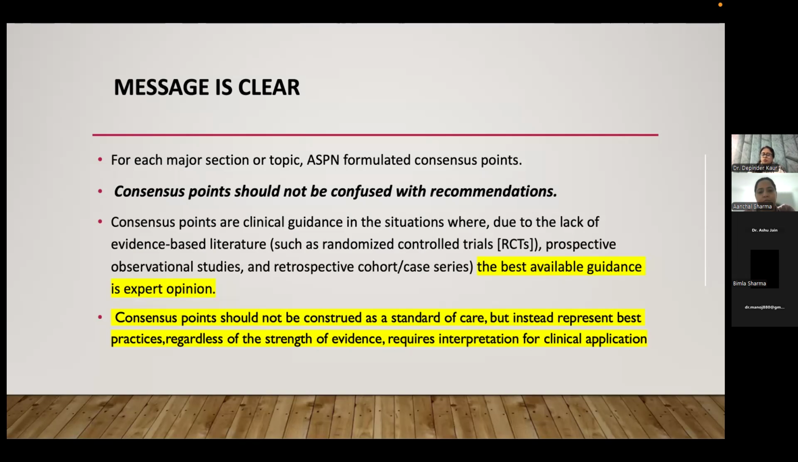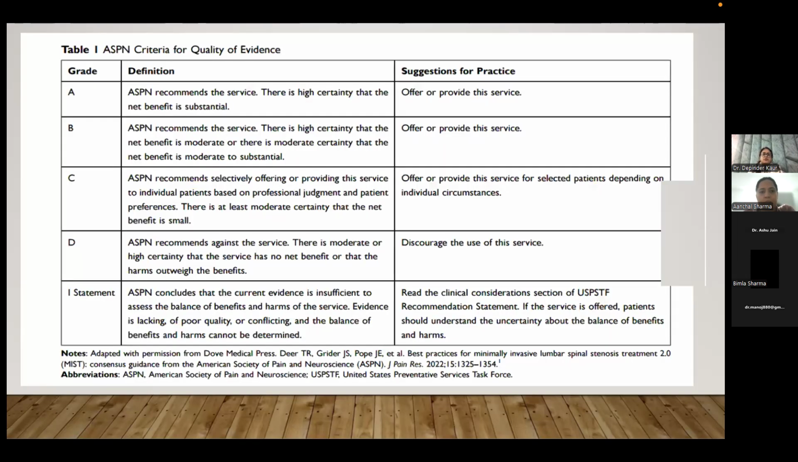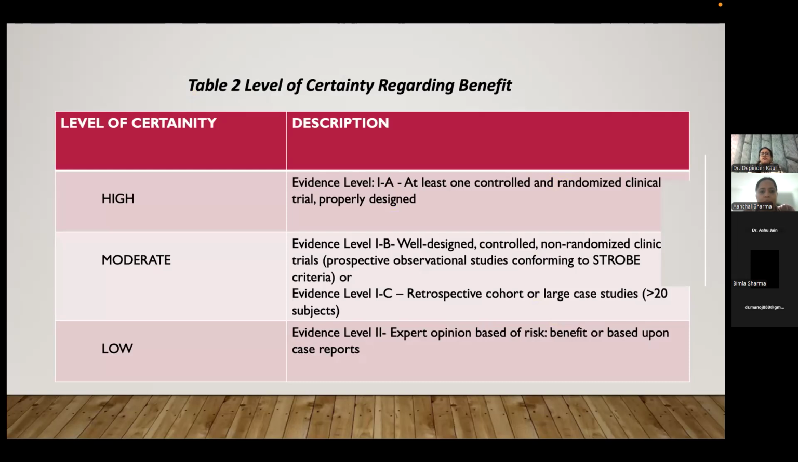So let's go through all these best practice statements. These are a few slides about the quality of the evidence, from A, B, C, D, and the I statement. And this is the level of certainty. The level of certainty regarding the benefit was previously termed poor, fair, and good, but now it has been termed high, moderate, and low level of certainty.